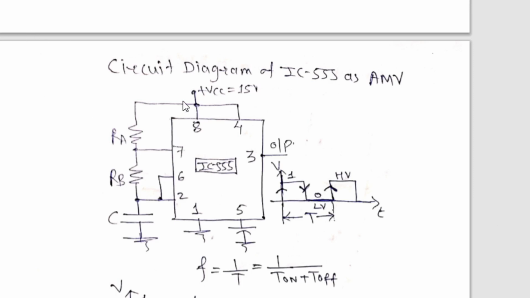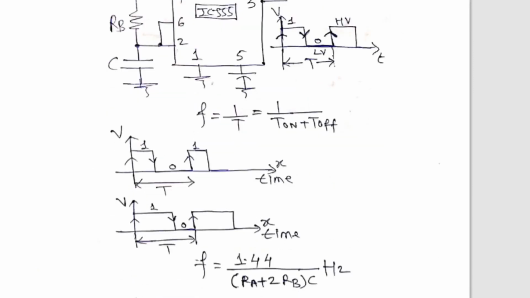Now let us concentrate on this part of the circuit which is externally connected, and what happens when we turn on the power supply with this external part. As you know, pin number 7 is a discharge pin. So let us proceed to the next diagram.